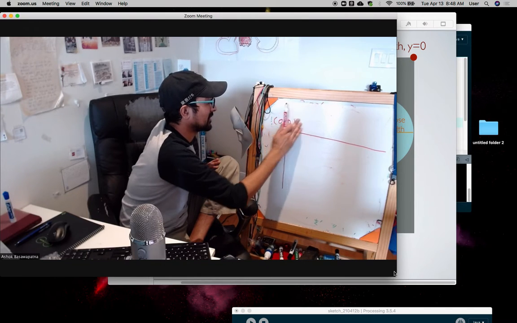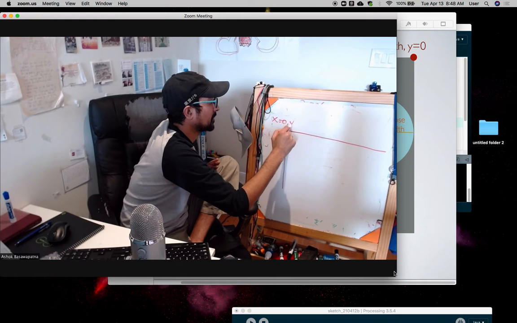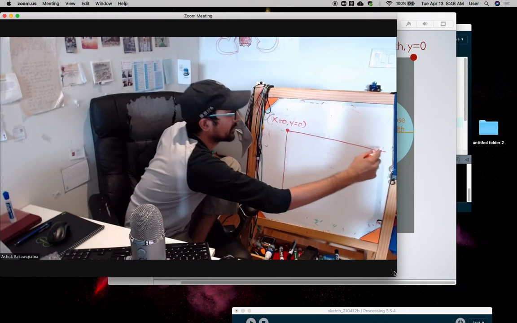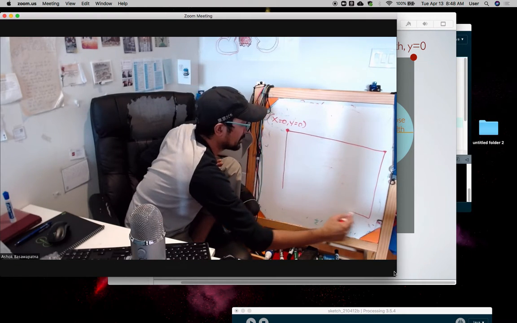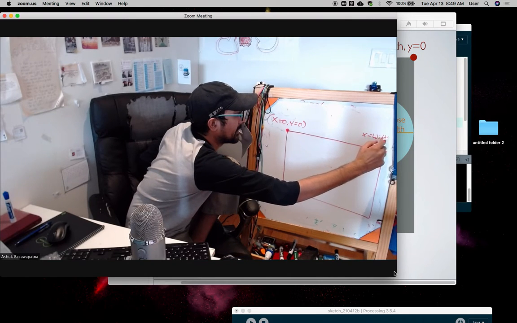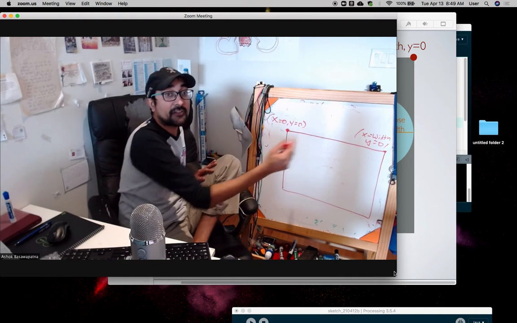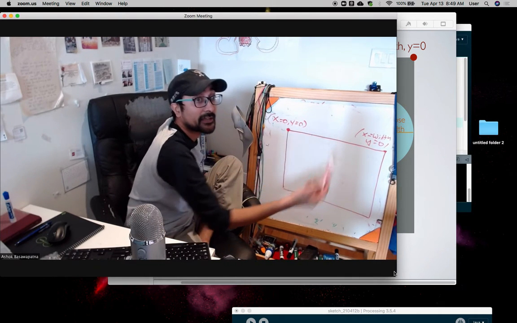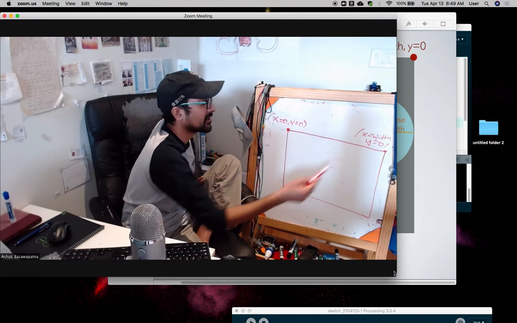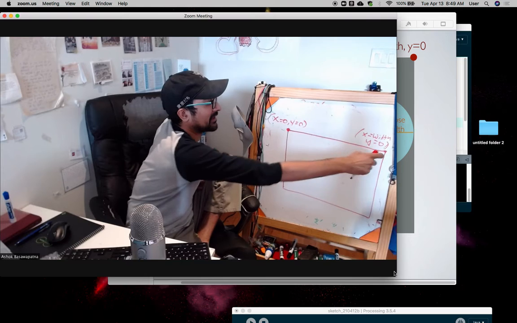0, 0. Okay, we're going to do it right. X equals 0, y equals 0, right? And then over here is x equals width, y equals 0. Remember, we're asking the question, how far to the right are we? Well, we're width, because width always has the width of this thing. Y equals 0, because how far down are we? We're not down at all at this point.